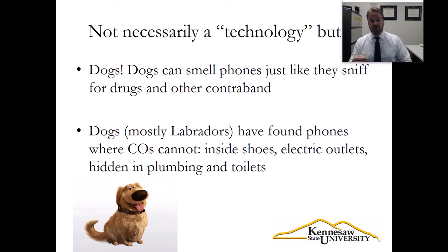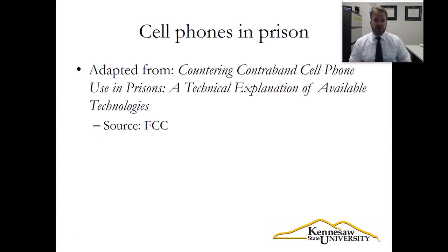And so there is a way, which is not necessarily a technology, but it is a way of finding drugs, and they actually use dogs. Dogs can smell cell phones just like they smell drugs and other contraband. So dogs have been used, mostly Labradors, to find phones in places such as shoes and electrical outlets and hidden in plumbing and toilets, where corrections officers might not be able to find them. So that's been a very useful tool for corrections.